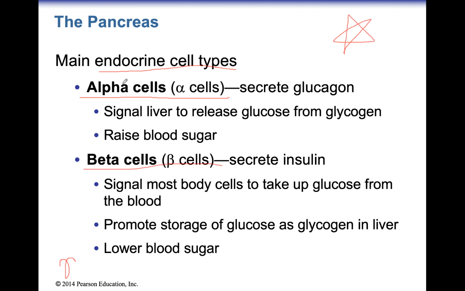For example, the alpha cell makes a hormone called glucagon. Glucagon is there to raise your blood sugar levels. Beta cells make a hormone called insulin. Insulin is produced to lower your blood sugar levels. It also promotes storage of glucose into the liver, and it signals your cells to take up glucose from the blood. All three of these essentially lower your blood sugar levels.